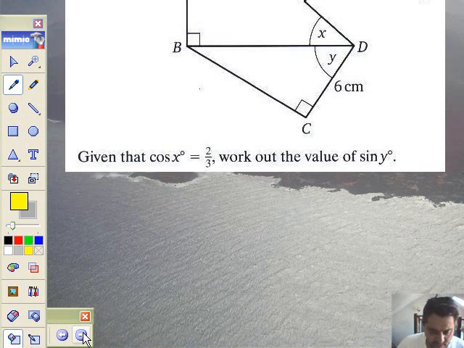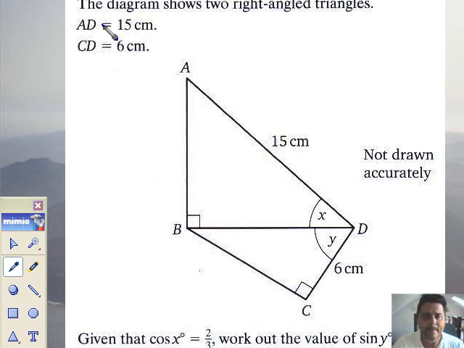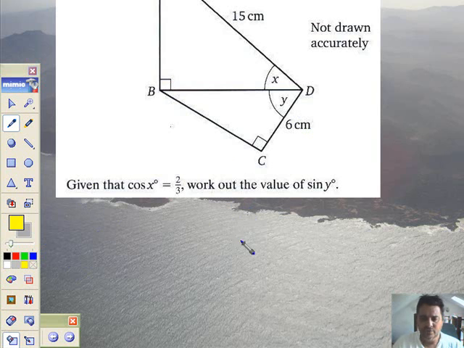Right, this is question 1 on page 277, the exam style question. It says the diagram shows 2 right angled triangles. There they are, one there, one there. AD is 15, CD is 6. Now watch this, this is a really creative question. I love this question. It says here, given that cos X is 2/3, work out the value of sine Y. Where do you even start?